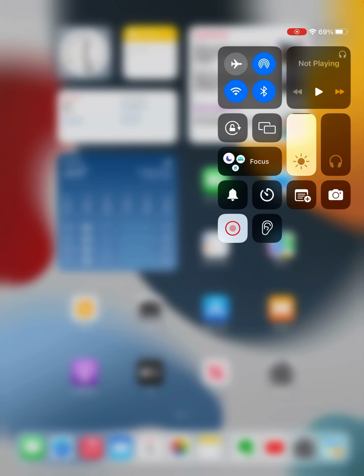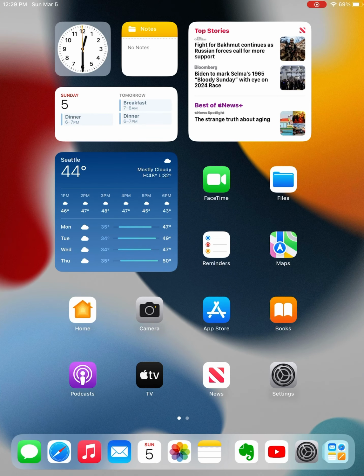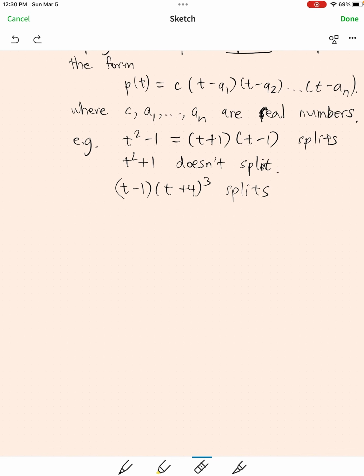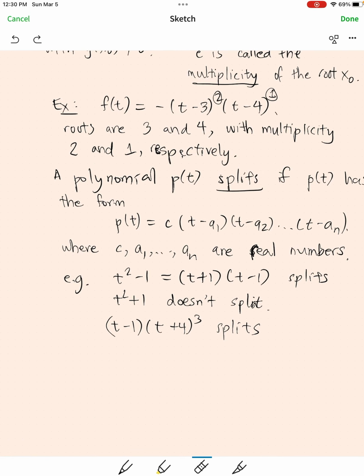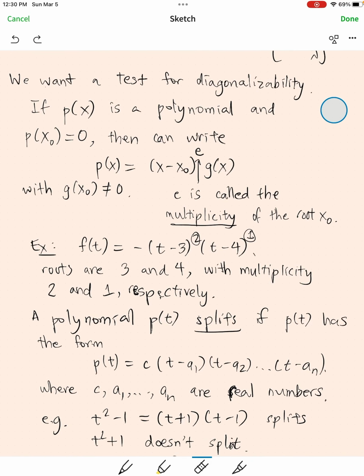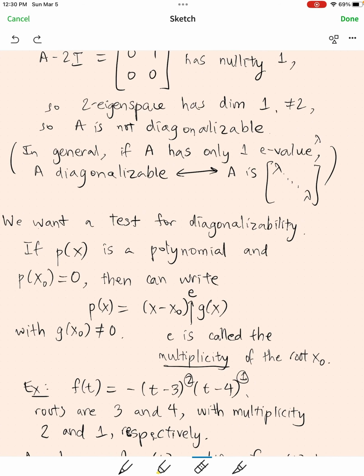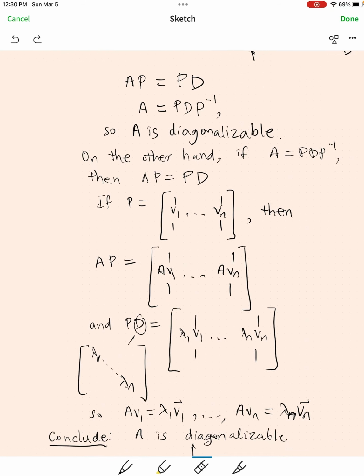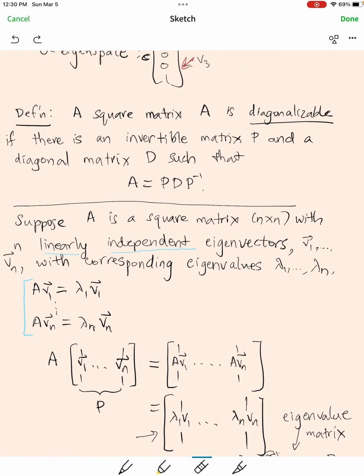Alright, let's get started. So we have one more lecture and it's on diagonalization, so let's pick up where we left off last time. So what were we talking about? We started talking about diagonalizability. Let's just do a quick overview of what we did.